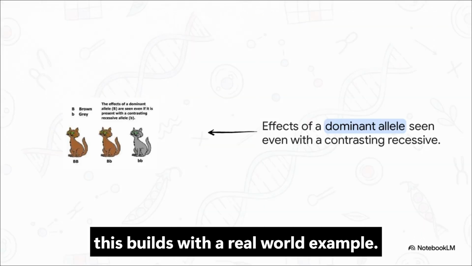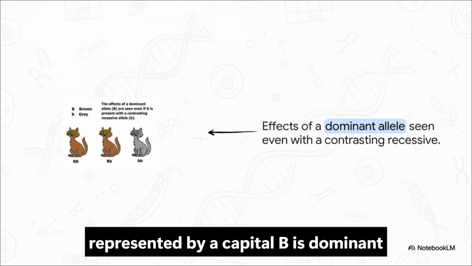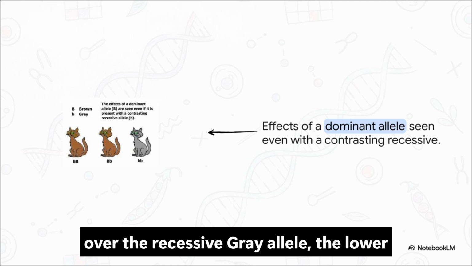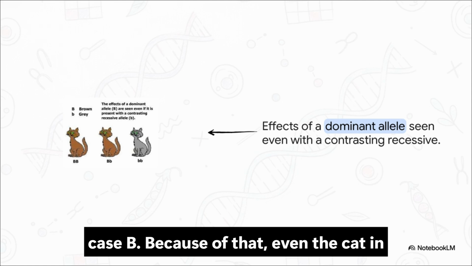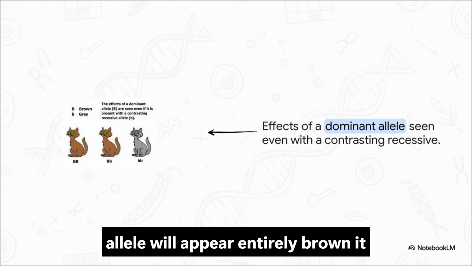Let's see how this builds with a real-world example. Look at these cats. The brown allele, represented by a capital B, is dominant over the recessive gray allele, the lowercase b. Because of that, even the cat in the middle, which has one brown and one gray allele, will appear entirely brown.